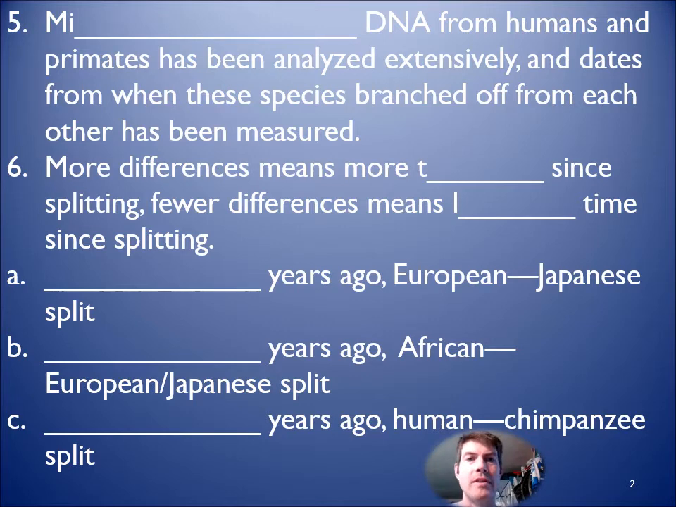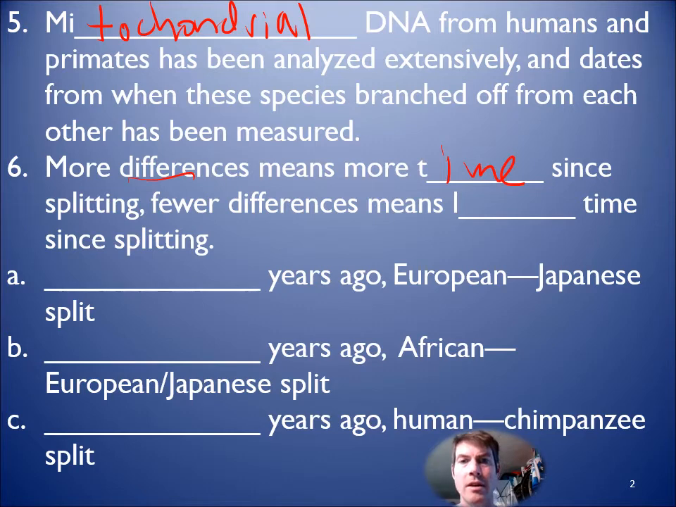And the type of DNA preferred to use is mitochondrial DNA because it's very stable. It doesn't change as much as nuclear DNA, and it's easy to obtain. So most of these studies have been done using mitochondrial DNA. And the more differences we see means there's more time since the splitting; fewer differences, less time.